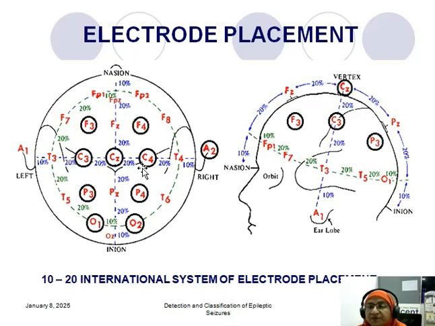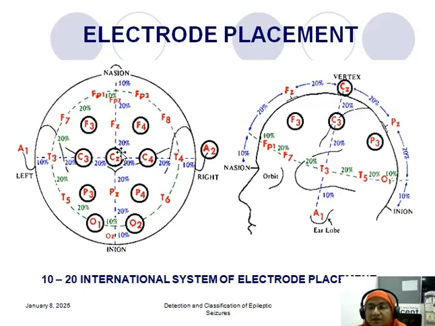Take 20% of that distance, fix up this point C4. Then from C4 take 20%, fix up T4. Similarly towards the left hand side, take 20% of the measurement, fix up C3. Then 20%, fix up T3. So now you know this T3, C3, C4, T4 are fixed.